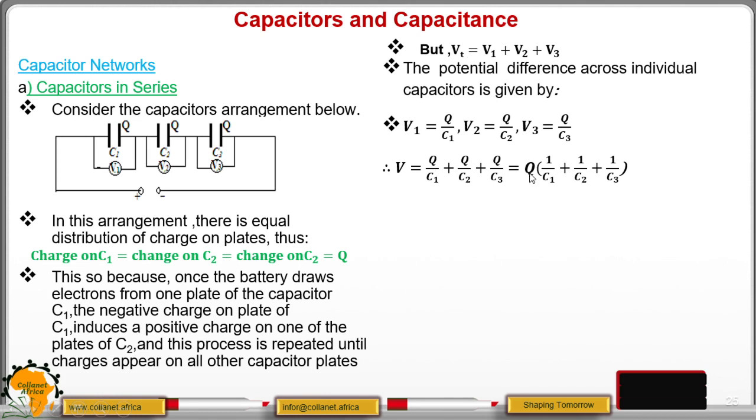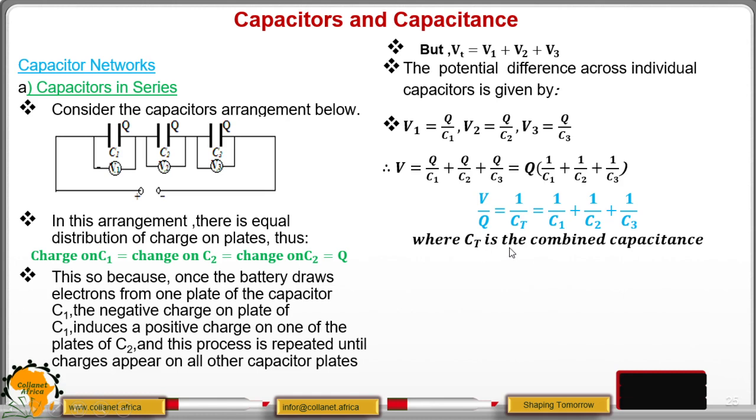So we can factor out Q, so that we have 1 over C1 plus 1 over C2 plus 1 over C3. If you divide through by Q, V over Q equals 1 over C1 plus 1 over C2 plus 1 over C3. But V over Q is the reciprocal of the capacitance. Therefore, it is 1 over C total, the effective capacitance. Therefore, CT is the combined capacitance. So this is the formula we use to get the effective capacitance.